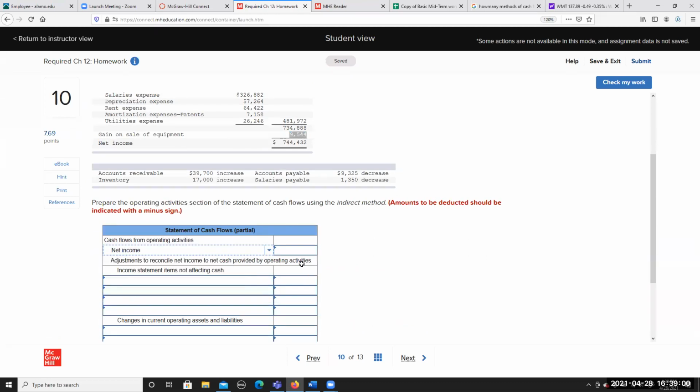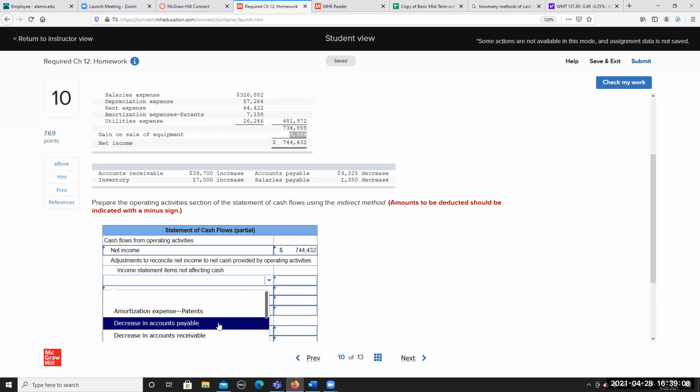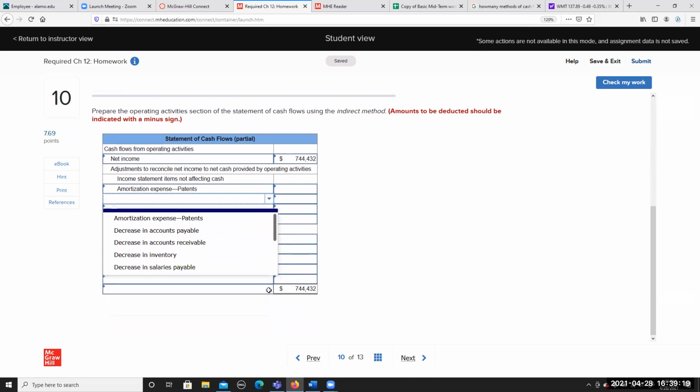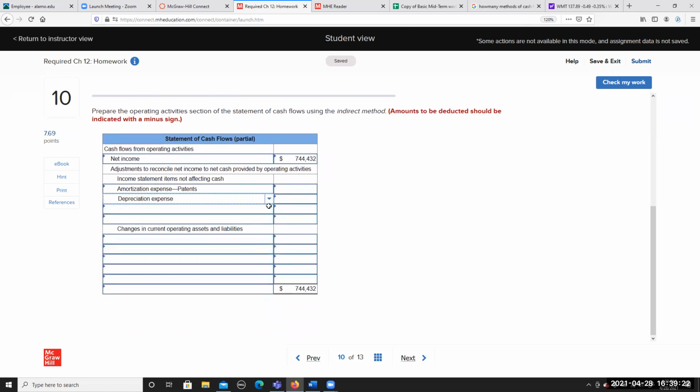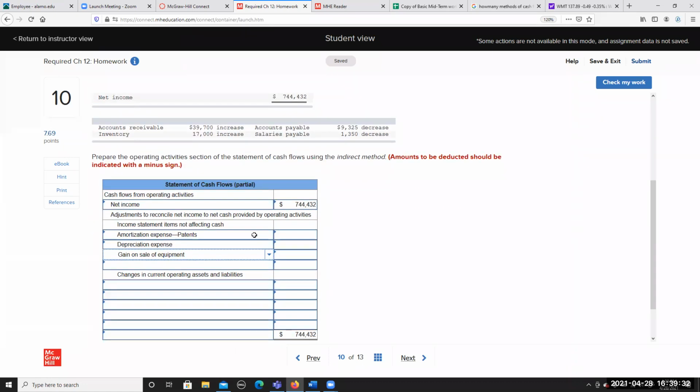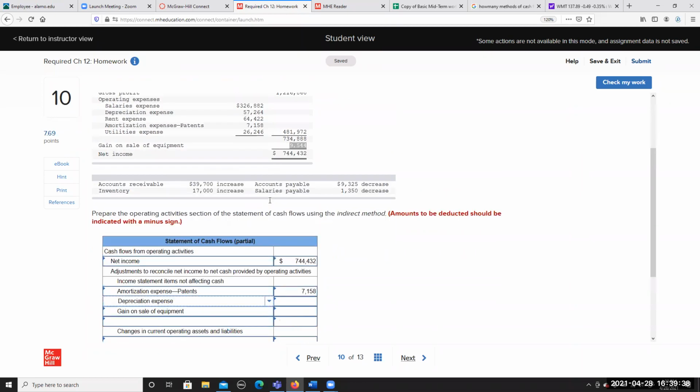Net income. Okay. And we add back depreciation. Where are you? They have amortization of patents. Yeah, let's put that in there. Good. What else do we got? Depreciation. Good. And what else do we have? Gain on sale. So let's talk about this. Amortization expense, again, is an estimate. It's not a real number, so we add that back. Depreciation is an estimate, so we add it back.